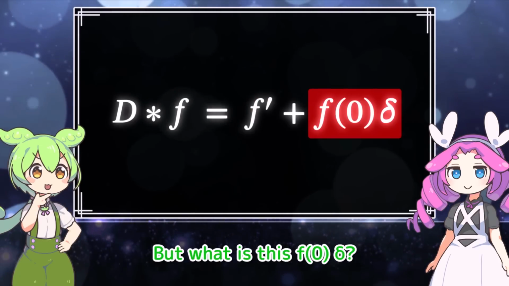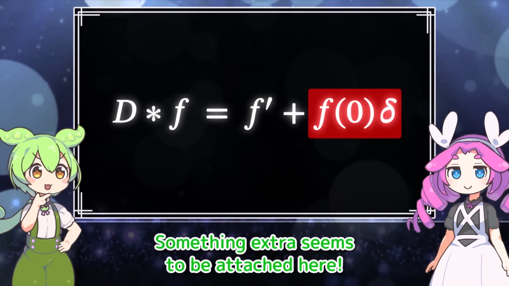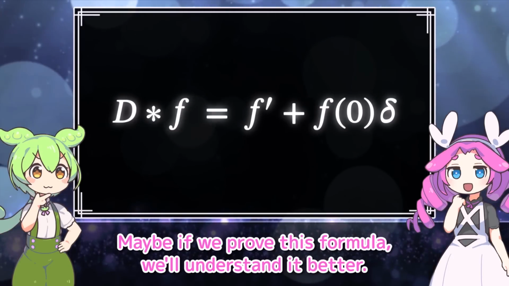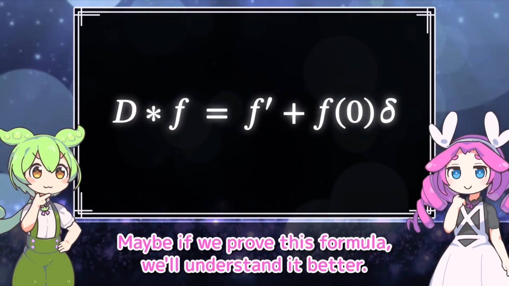But what is this f of 0 delta? Something extra seems to be attached here. It's a bit strange, isn't it? Maybe if we prove this formula, we'll understand it better.